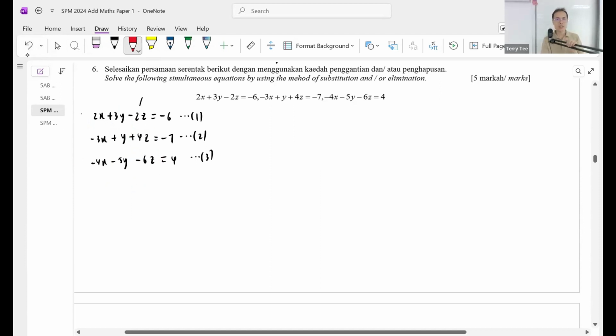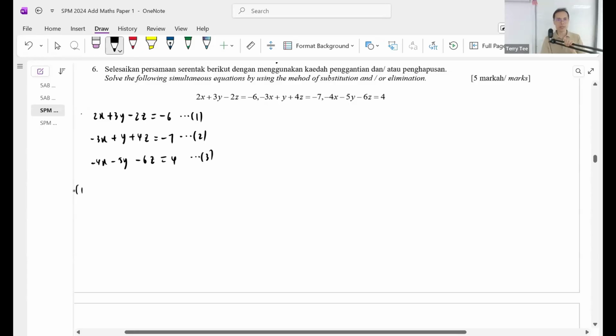If you eliminate x, the 2 here you have to times 3, the 3 here you have to times 2. So there's a lot more work to be done, right? So that's why I decided to eliminate z, not x. But up to you. Again, this question is kind of open. There are many ways to solve it, right?